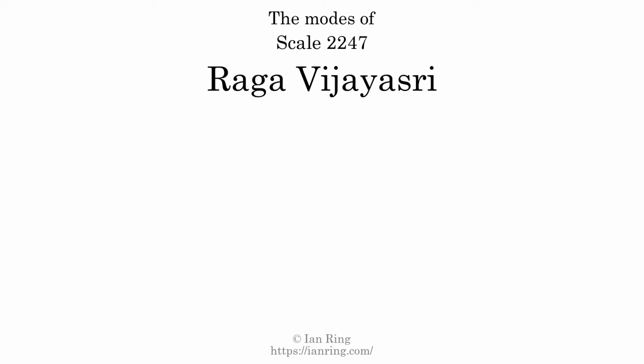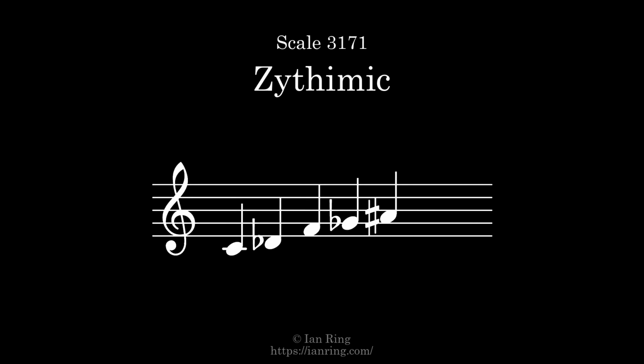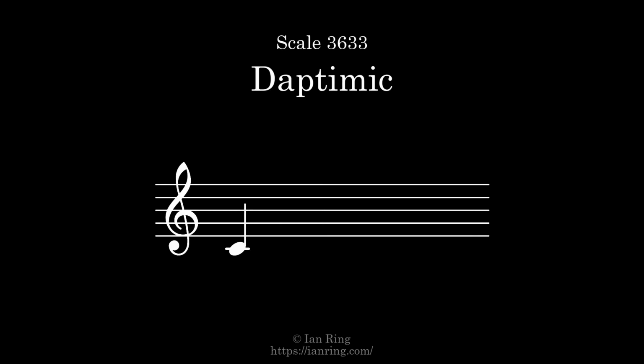This scale has 6 modes. The first mode is itself. The second mode is scale 3171, also known as rhythmic. It sounds like this. The third mode is scale 3633, also known as daptimic. It sounds like this.